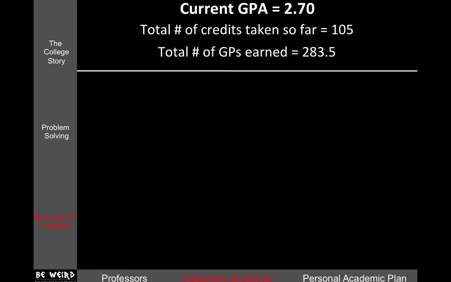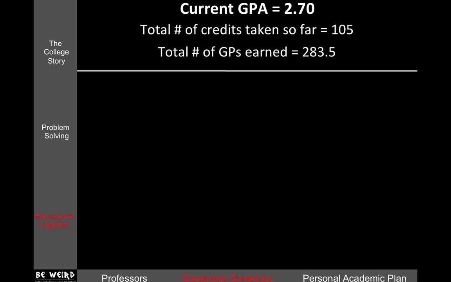Liz now is about to graduate from college, and she has 15 credits more to go. She has 105 and she needs 120 to graduate, so she has 15 left. She currently has a 2.7 GPA, meaning she has earned 283.5 grade points.